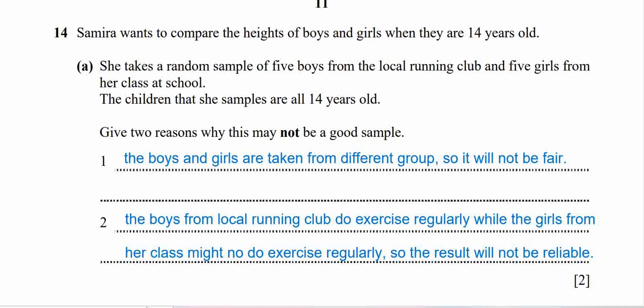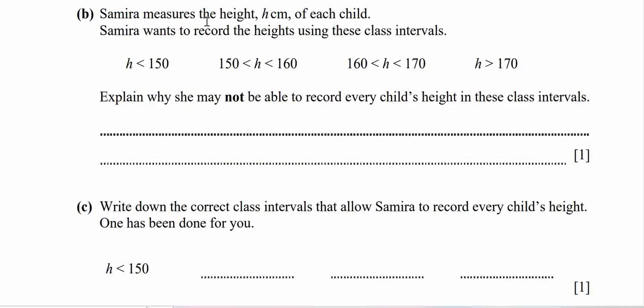Let's move on to the next question, B. Samira measured the height in centimeters of each child. Samira wants to record the height using these class intervals. Explain why she may not be able to record every child's height in these class intervals. 10 seconds. 10, 9, 8, 7, 6, 5, 4, 3, 2, 1.